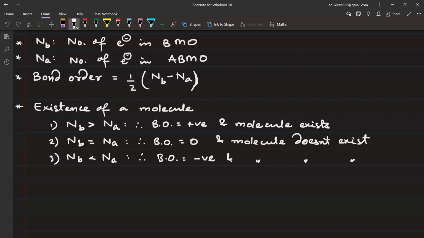Existence of a molecule. After this, we will talk about bond length. We can talk about bond length and what else? We can talk about the stability and other things also. Okay. So right next.